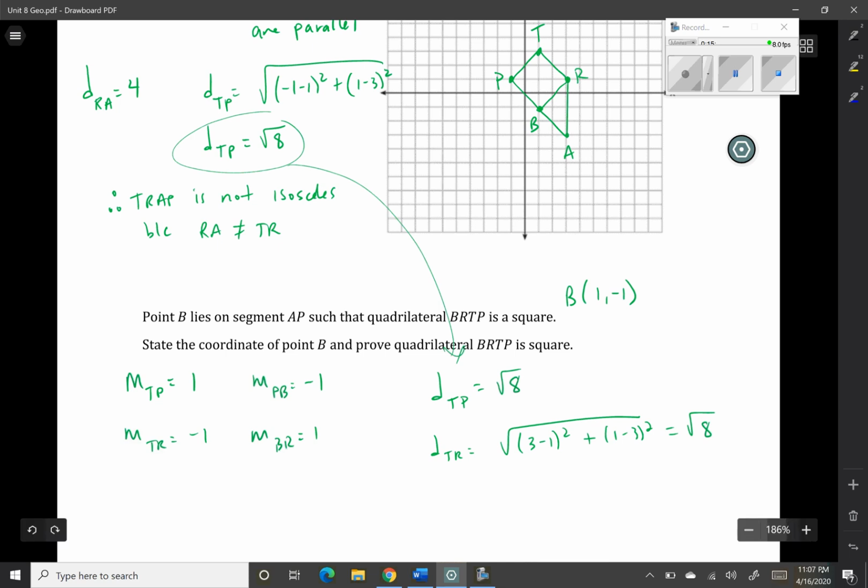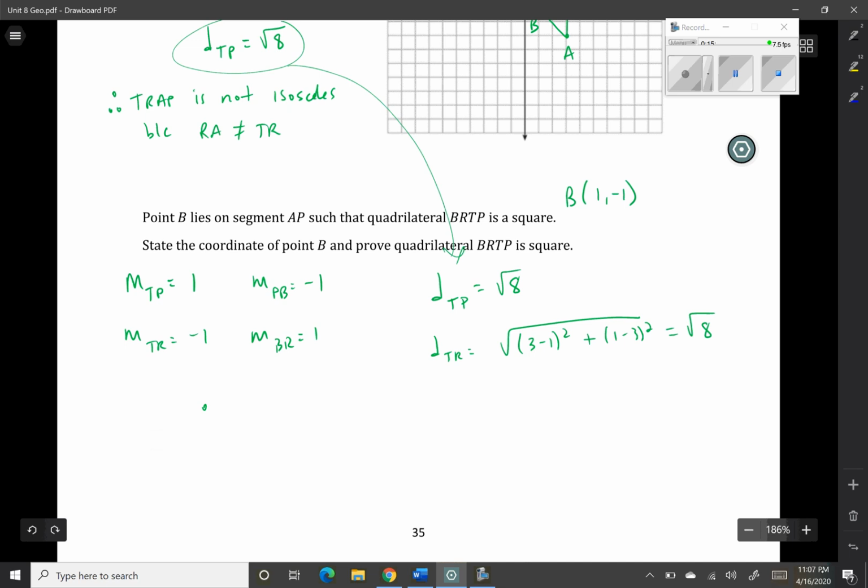So now I can write my final sentence. I can say, therefore, BRTP is a parallelogram. Because remember, you have to say it's a parallelogram first. Because opposite sides are parallel.